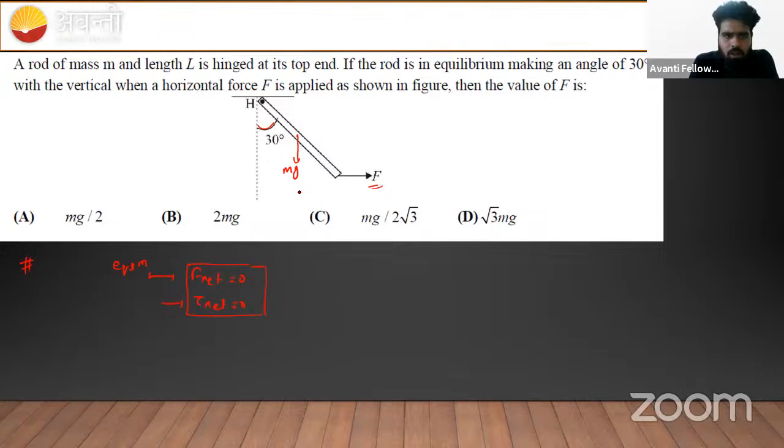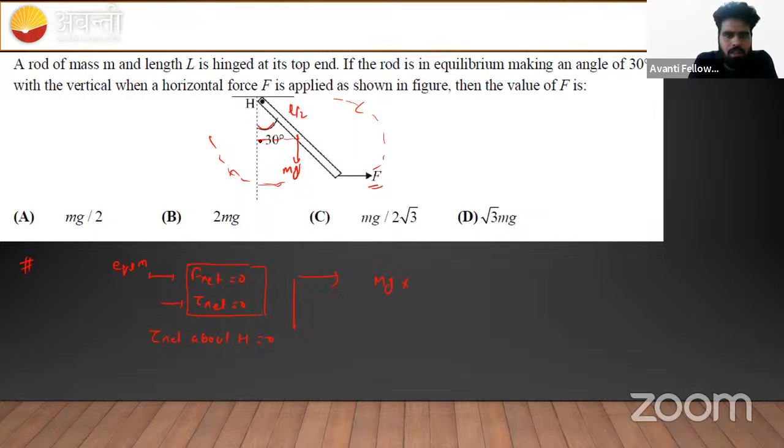So what is the torque of mg? If this body is at equilibrium, as asked in the problem, then we can say the net torque about point H, the hinge point, is 0. What can we write here? mg will create a clockwise torque, F will create an anti-clockwise torque. So we can say mg into the perpendicular distance. What is the perpendicular distance? This distance is nothing but L by 2.